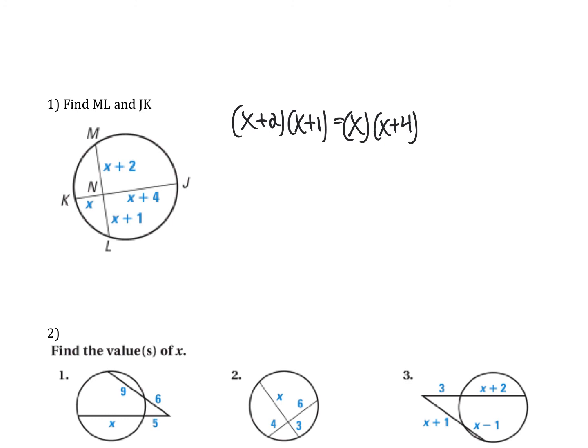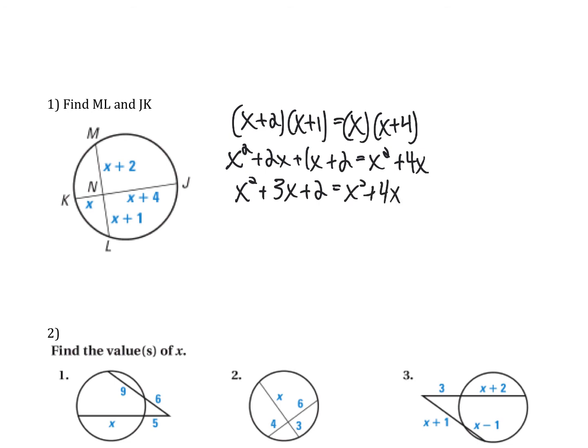Now I know you all will remember that when you multiply these two together, you have to FOIL. So this would be x squared plus 2x plus 1x plus 2 should be equal to x squared plus 4x. If I combine my terms, I get x squared plus 3x plus 2 equals x squared plus 4x. This is nice. The x squareds cancel out. If I move this 3x over to this side, I'm left with x equals 2.